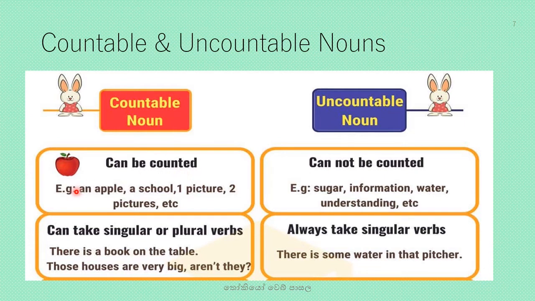As an example, it can be an apple, it can be a school. We can count the number of schools in Sri Lanka, or maybe the number of schools in Central Province. Likewise, we can count pictures. One picture, two pictures. Likewise, we can count books. We can count vehicles. So anything which we can count is considered to be a countable noun.